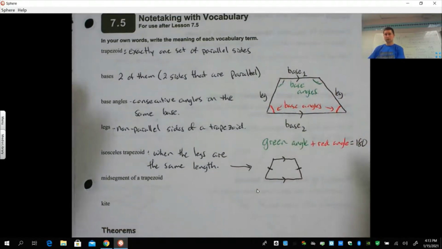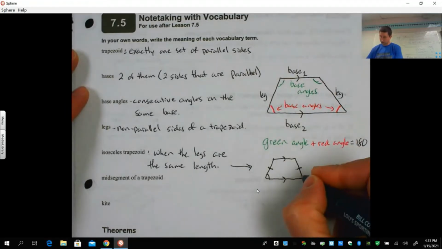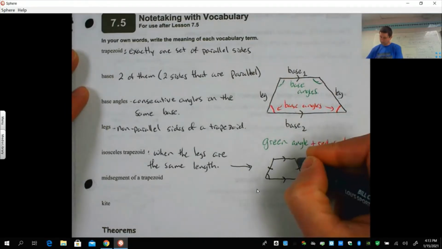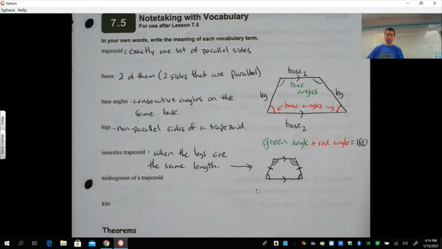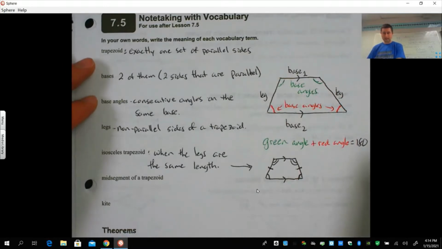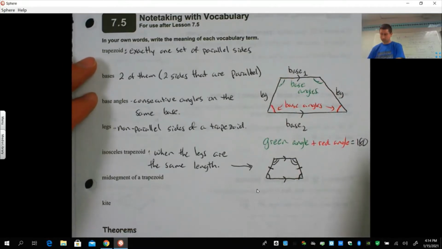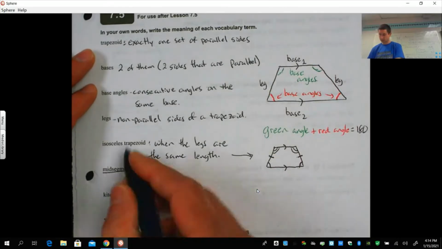Now what also is important when you have an isosceles trapezoid is then your base angles are congruent. Those two would be congruent, those two would be congruent. So isosceles trapezoids create congruent base angles just like in an isosceles triangle. The mid-segment of a trapezoid, okay? There's that word mid-segment again. It connects the midpoints.